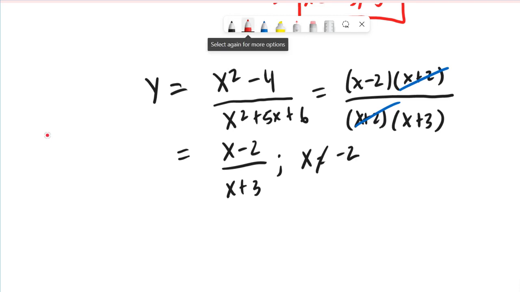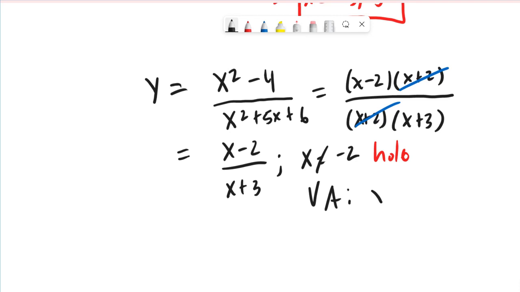Okay, so there's a hole at x equals negative 2. But what does that mean also? That there's a vertical asymptote. There's a vertical asymptote at x equals negative 3. So in any case, we can graph this in the x and y plane if we wanted to.